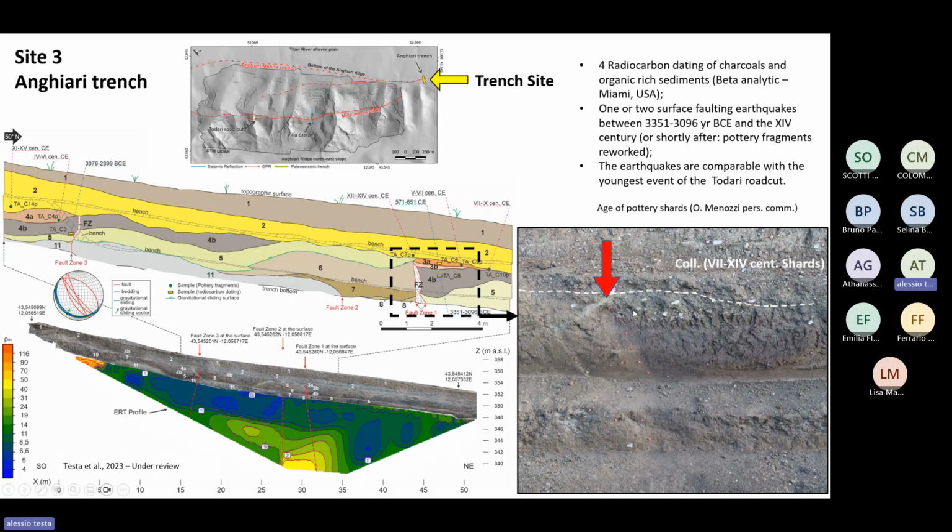We don't have very strong time constraints in this case, but we can see 1 or 2 surface faulting earthquakes that occurred between 3,000 years ago and the 14th century, according to radiocarbon dating and some pottery shards that we found in the colluvium. So, as I said, we don't have very strong time constraints, but these earthquakes seem to be comparable with those we found in the second site.